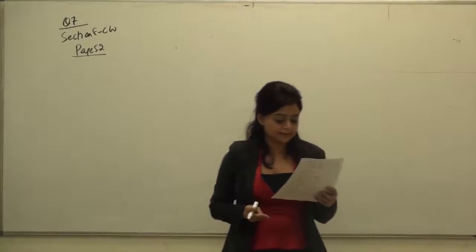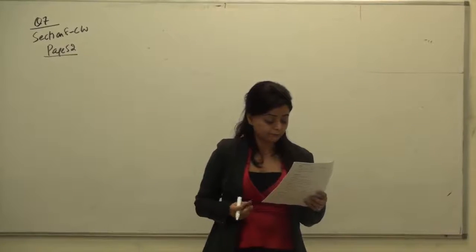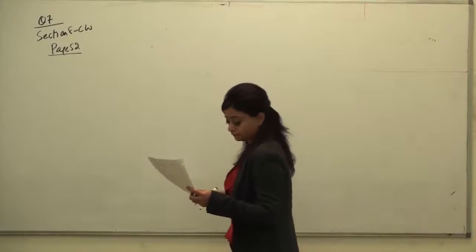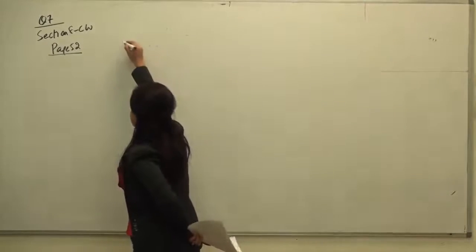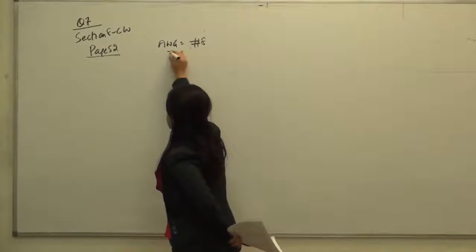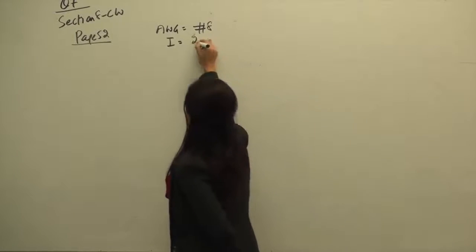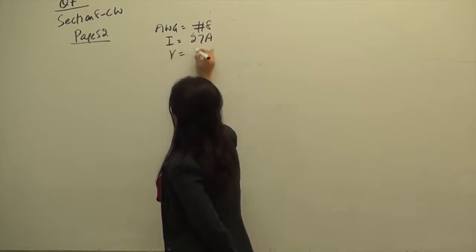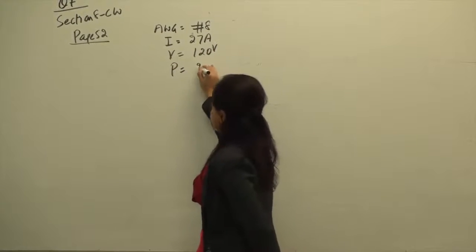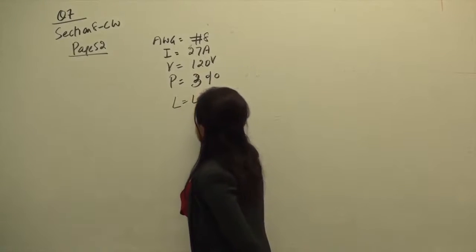Let's check this question and see if you did it okay or not. William, are you going to help me do this question here? Tell me what is the gauge wire size given here? Number 8. What's the ampacity given? 27 amp. Am I given voltage? Yes, 120. And percentage drop allowed is? 3%.